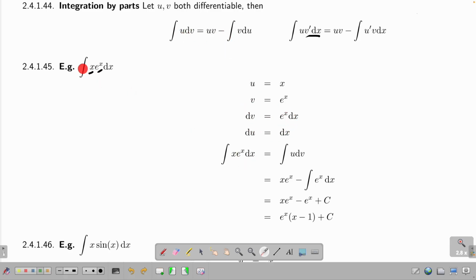This is my problem. This is the formula. Then I just write here: what's u? u is x. What is this? e^x dx is dv. Now I put this in u times v, and subtract the integral of v du. I integrate this, it's just e^x plus c. Done. So this is how you integrate this.